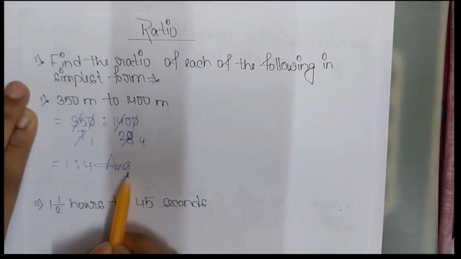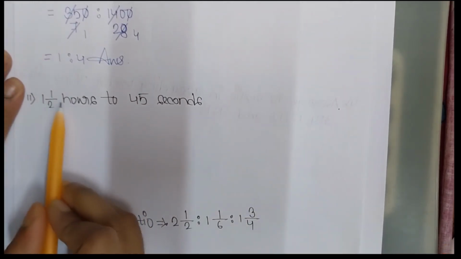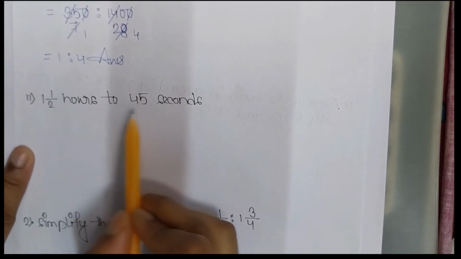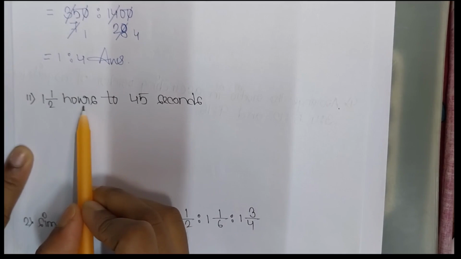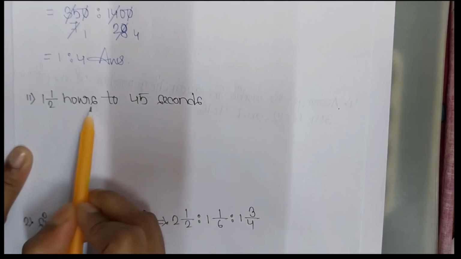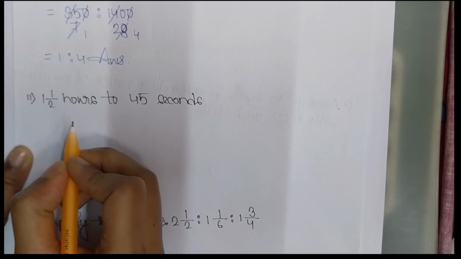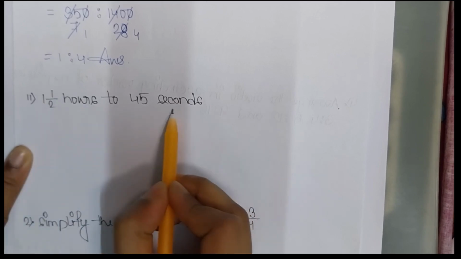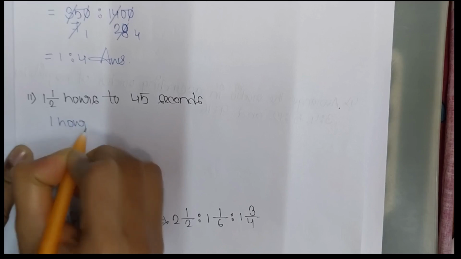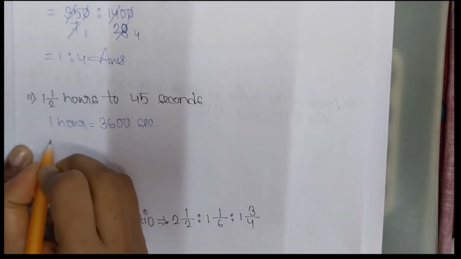So this is the answer. The next problem we have is 1 by 2 hours to 45 seconds. Here we cannot find the ratio directly because the units of the two quantities are completely different. One is hours and the second one is seconds. So here we will first convert the hours into seconds. As we know, 1 hour is equal to 3600 seconds.